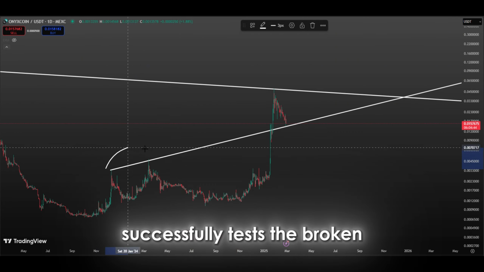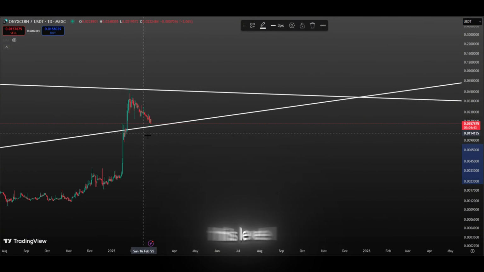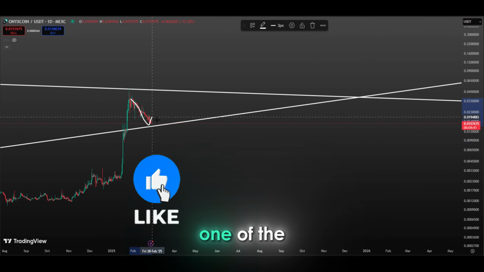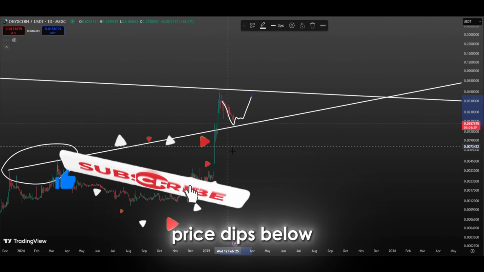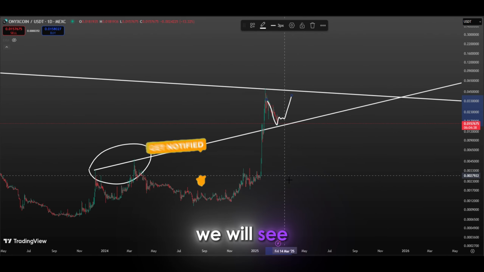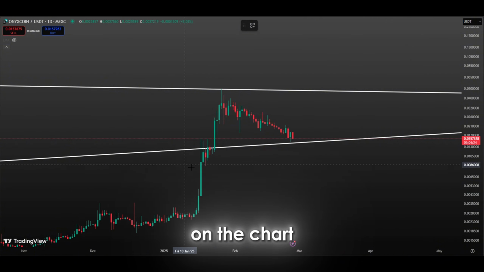If the price successfully tests the broken downtrend line as support and receives an upside reaction from this level, this could be a strong signal that the uptrend could continue. One of the most important things to watch out for during the retest is whether the price dips below this trend line and gets an upside reaction from here again. We will see if it can get a reaction from here, and there is a strong bullish order block at the bottom on the chart.